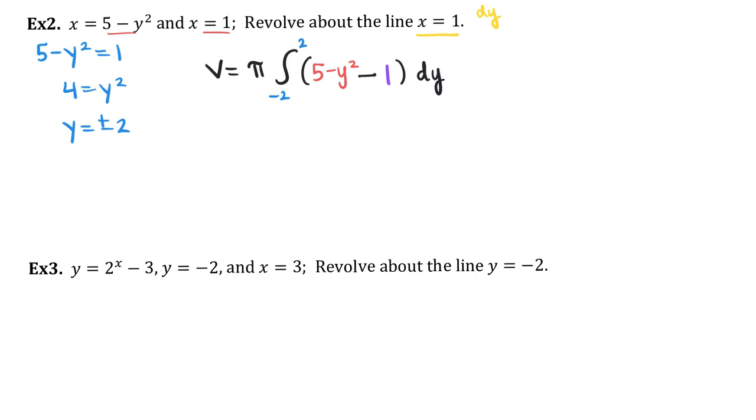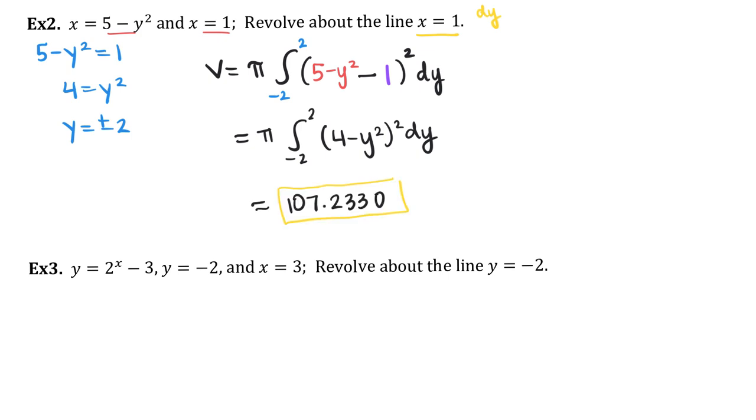Oh, I forgot to square it. Pi r squared. Okay, does that look correct? Okay, let me go ahead and simplify it, only because for me it's easier than to type it in my calculator. Okay, I'm going to go ahead and put it in my calculator, and then I am going to sketch it after for people who like to sketch the picture. Okay, I got about 107.2330 cubic units.